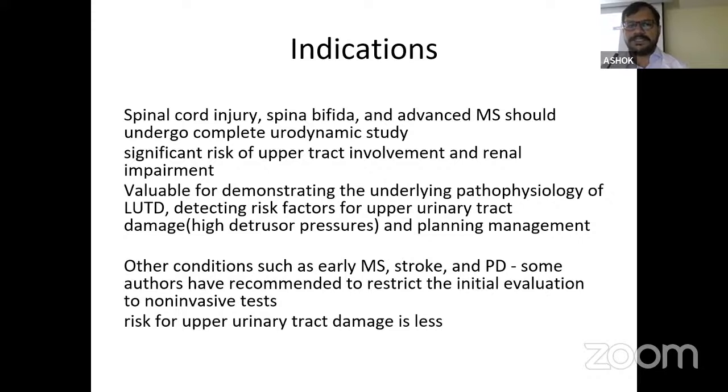Indications: spinal cord injury, spina bifida, advanced multiple sclerosis, significant risk of upper tract involvement and renal impairment, valuable for demonstrating the underlying pathophysiology of LUTS and detecting risk factors for upper urinary tract damage in planning management. Other conditions include early multiple sclerosis, stroke, and Parkinson disease. Some authors have recommended restricting the initial evaluation to non-invasive tests, as the risk of upper urinary tract damage is less.